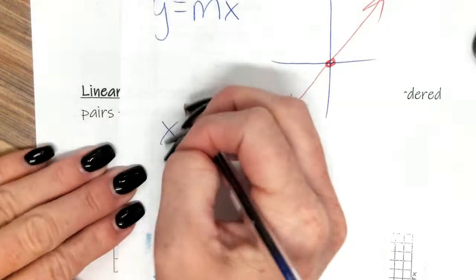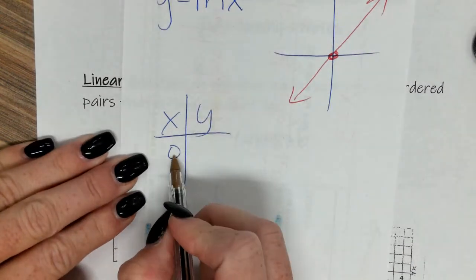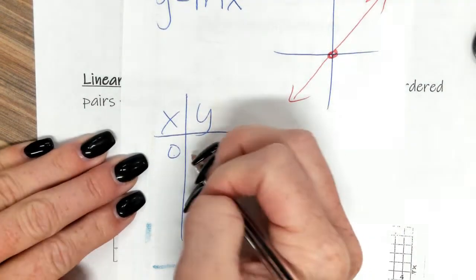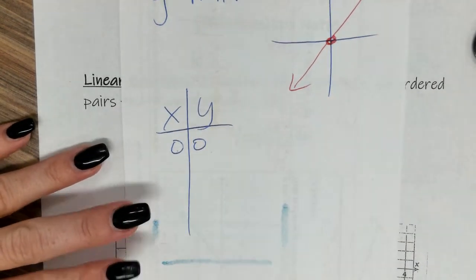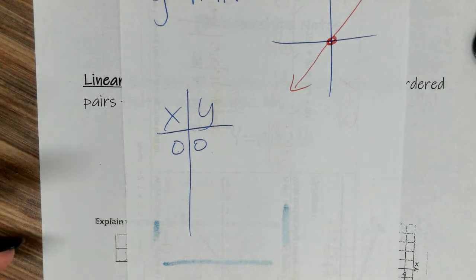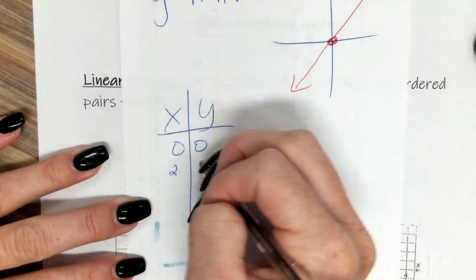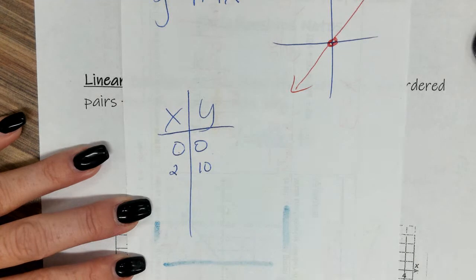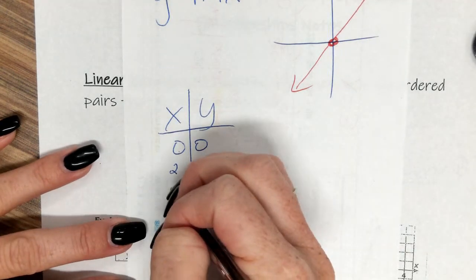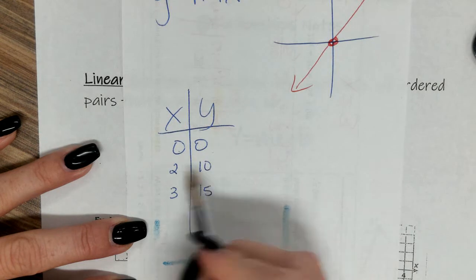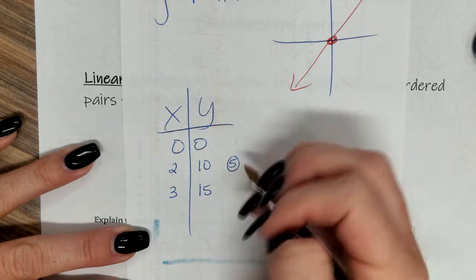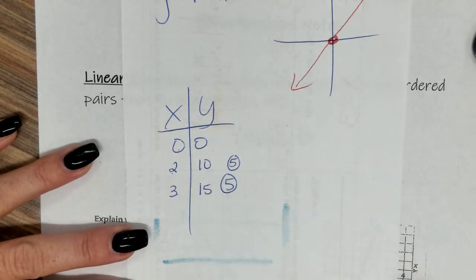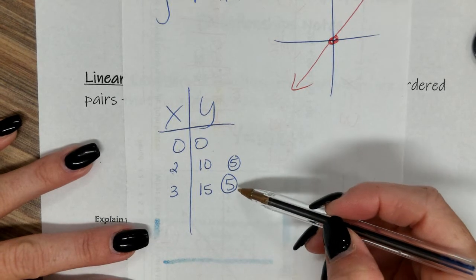And on a table, if it had 0, it must be 0, 0, if it had it, and sometimes it doesn't, and that's okay. But the other thing it had to do is if you divided y divided by x, you have to get the same answer across the whole table. For example, if I have 2 and 10, and then I have 15 and 3, what's 10 divided by 2? 5. What's 15 divided by 3? So why would this table be proportional? Because it has a constant when I divide.